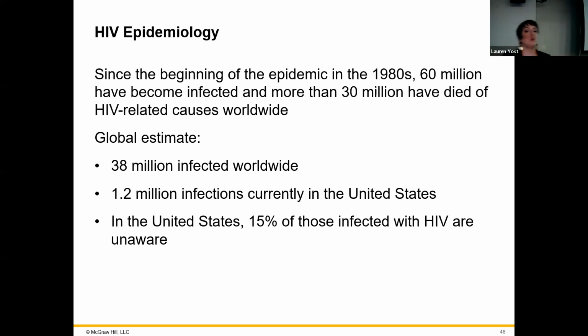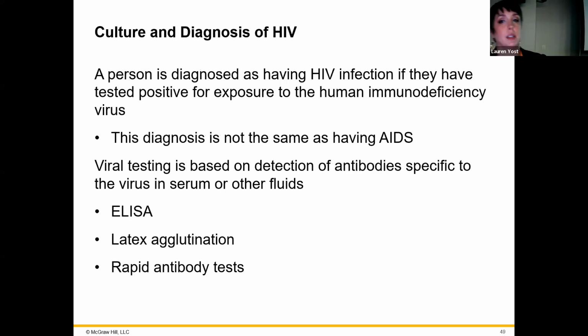The global estimate worldwide was 38 million people are infected. 1.2 million infections are currently documented in the United States. And in the United States, it's estimated that 15% of all of the people that have HIV don't know that they have it. So protect yourself if you are having new sexual partners, right? And make sure everybody's getting tested.